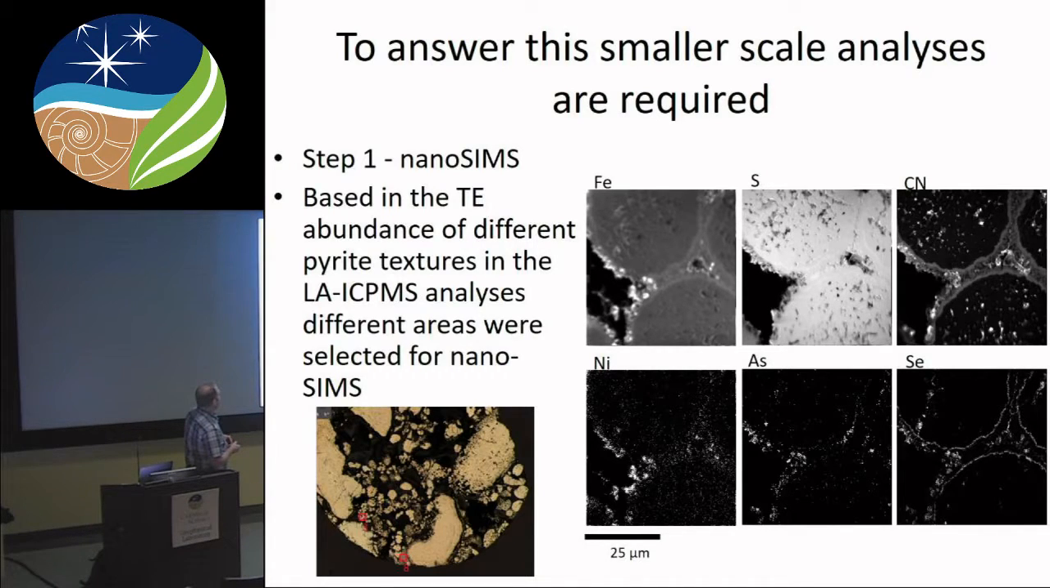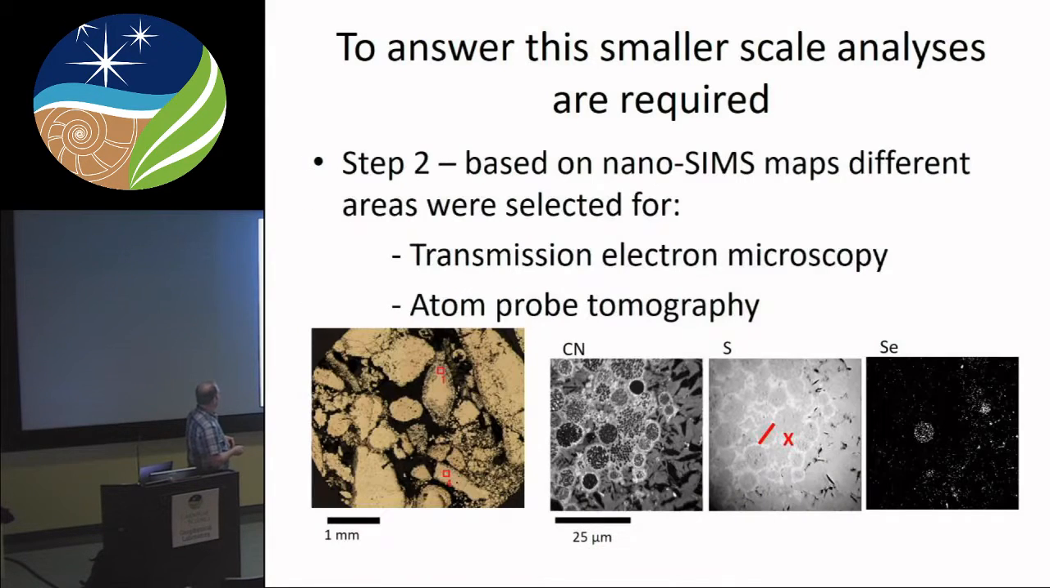One of these areas was these large pyrite rhomboids here, where we could see that there was definite zoning of a number of the trace elements. And then in another area where we had smaller rhomboids, which would be more indicative of water column formation, we selected an area that had high selenium as well as other trace elements to do a lift-out for atom probe tomography.